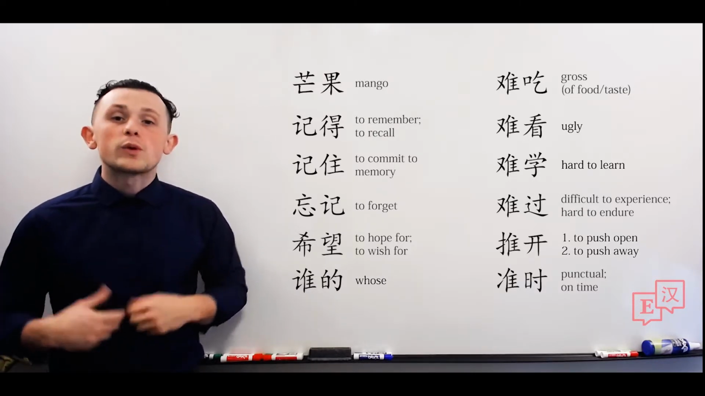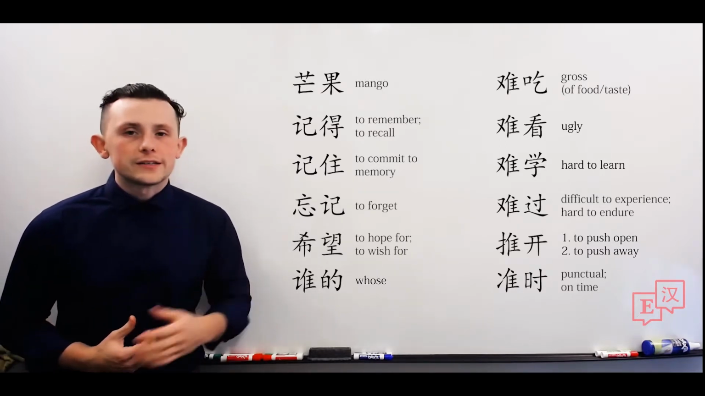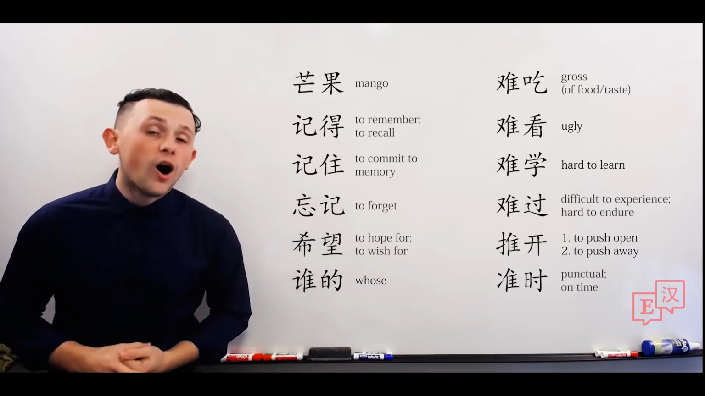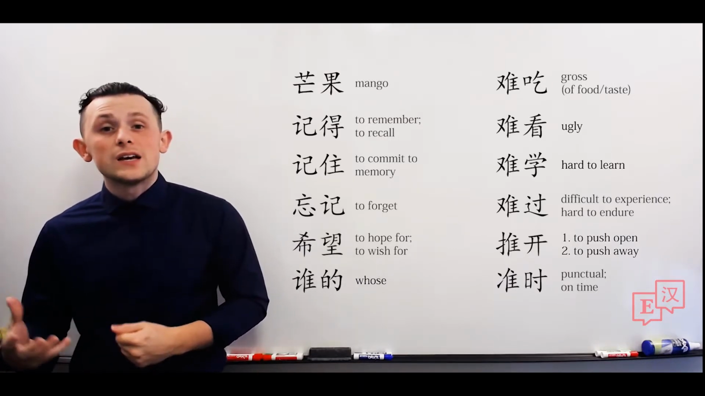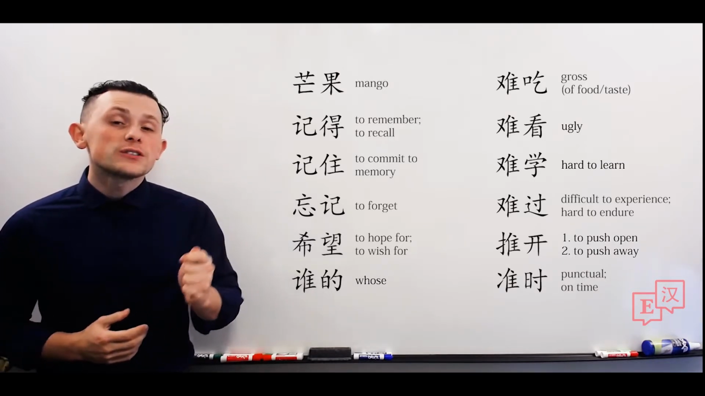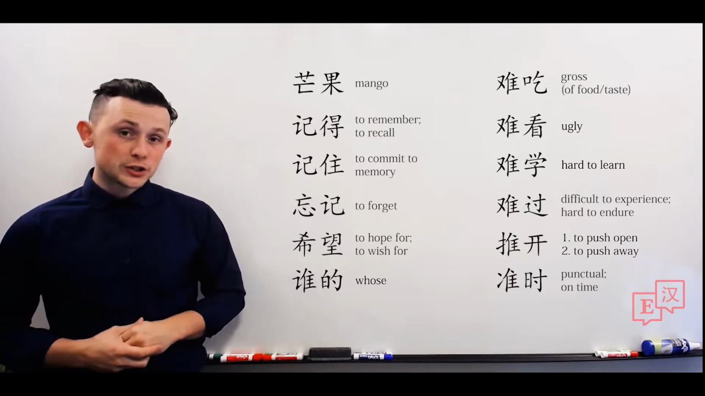Now, the next several words you'll notice are nan mixed with some kind of verb. Up until this point, when we have wanted to say that something is hard to do, hard to eat, hard to look at, we have used 不好 and use 好 as the positive form of that concept. Nan, meaning difficult, serves the exact same purpose and is a much better means of expression.